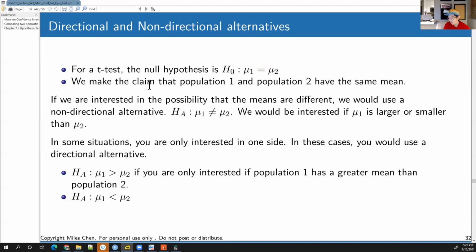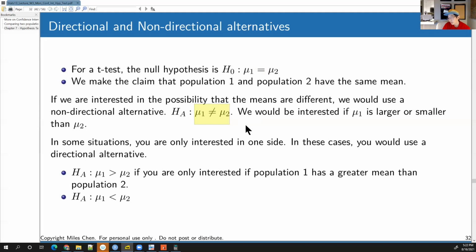Okay, we could ask, do we have evidence that the populations are different? Okay, and so we could say, are they different? And in that case, you would have a non-directional alternative, meaning it would be interesting to you if mu1 was bigger than mu2. It would also be interesting to you if mu1 is smaller than mu2. You just want to know if there's a difference. Is mu1 bigger than mu2 or is mu1 less than mu2? Either of those things would be interesting to you, okay?